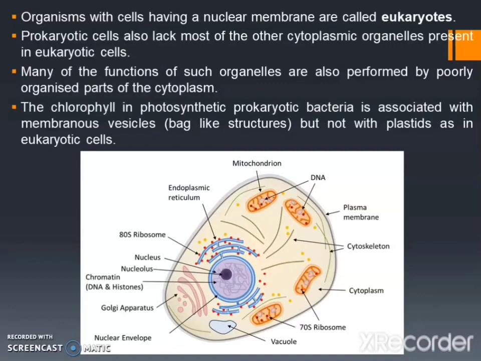So organelles are the substances or the structures which are present in the cytoplasm. Right, സൈറ്റോപ്ലാസമിലുള്ള സബ്സ്റ്റൻസസിനെയാണ് നമ്മൾ ഓർഗനൽസ് എന്ന് പറയുന്നത്. And each of them have a particular work. And in case of prokaryotes they do not have most of these organelles. ഓക്കെ, നമ്മൾ പറയുന്ന ഈ ഇതിലുള്ള പല ഓർഗനൽസിനും ഒരു പ്രോകാരിയോട്ടിക് സെല്ലിൽ ഉണ്ടാവില്ല. Example of prokaryotic cell is bacteria. So many of the functions of such organelles are also performed by poorly organized parts of the cytoplasm.